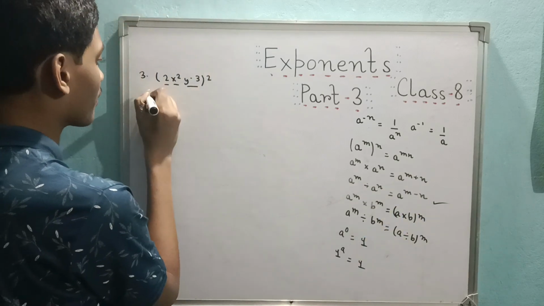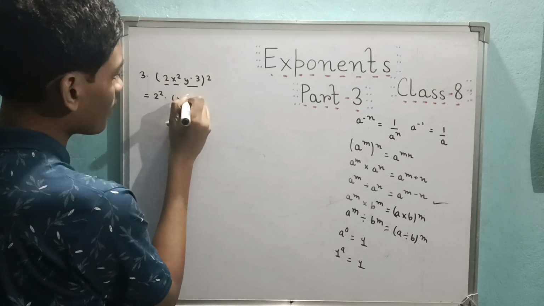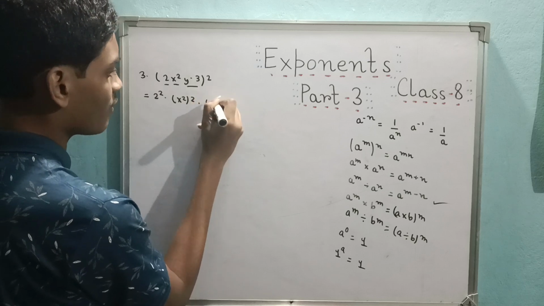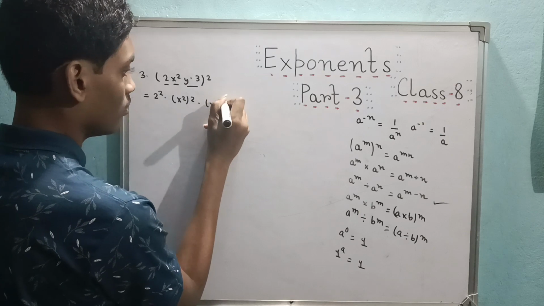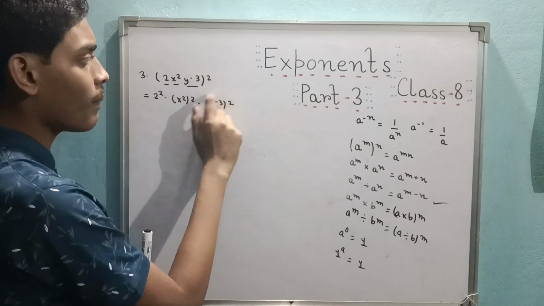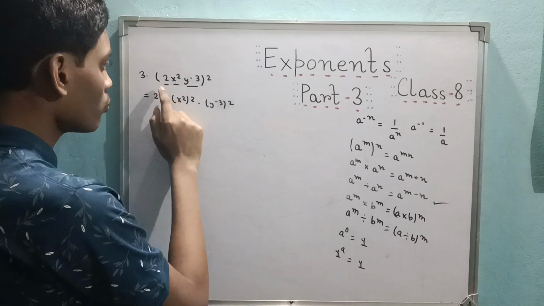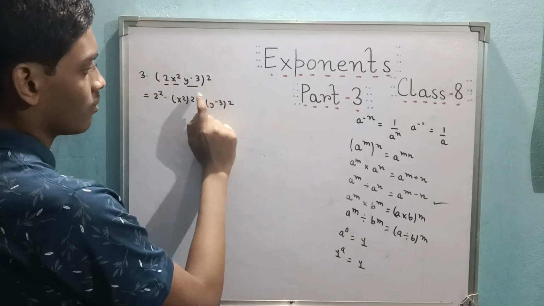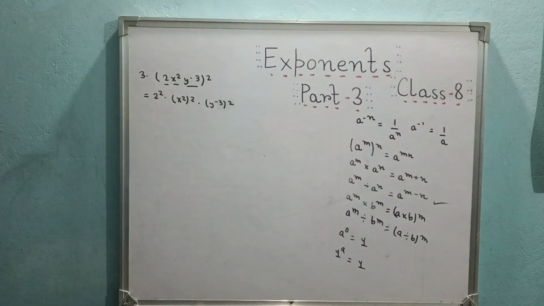Similarly, this will be actually what? 2 to the power 2 multiplied by x to the power 2 to the power 2 multiplied by y to the power minus 3 to the power 2. Just understand the logic. Each of them has to get this power 2. Each of them will get multiplied by the power 2: 2, x square, and y to the power minus 3. That's the simple logic. Whenever it is enclosed within brackets, each of the respective distinguished terms gets the power. They get multiplied by that power.